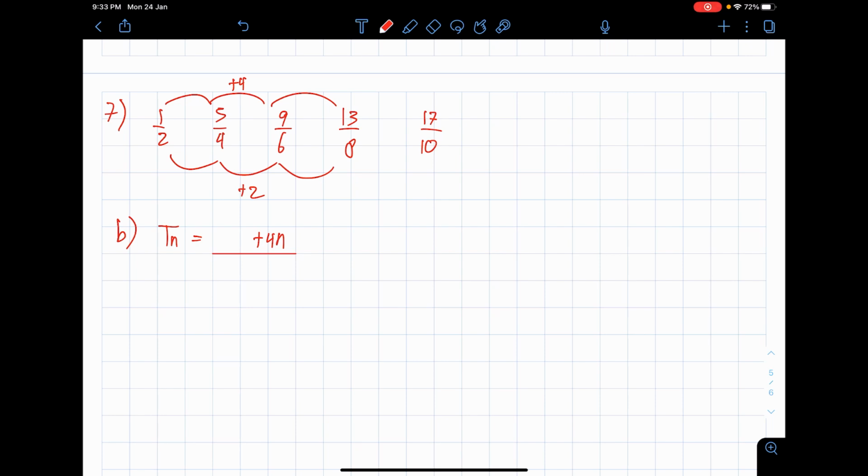Okay, whereas the denominator is plus by 2, so you need to put down plus 2n. Okay, it's actually not that difficult, right? But we haven't finished yet. There is a number behind the plus 4n and plus 2n.